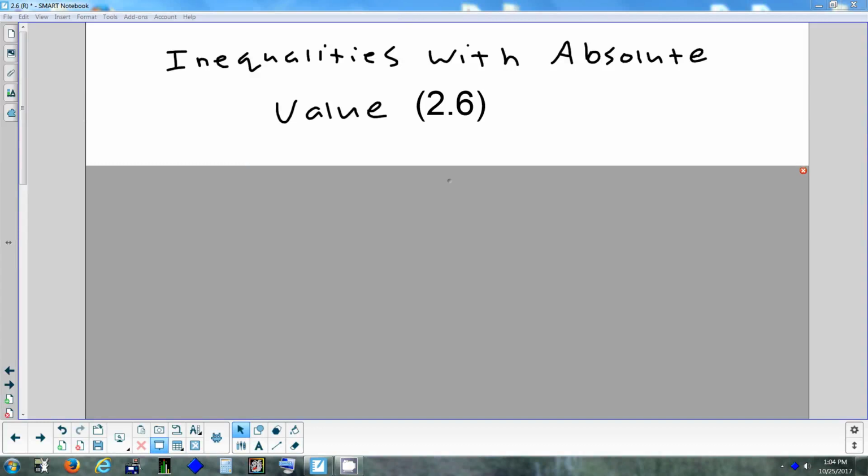But we're going to have to know, because we did inequalities yesterday, we did compound, and's and or's. We're still going to need that again today.